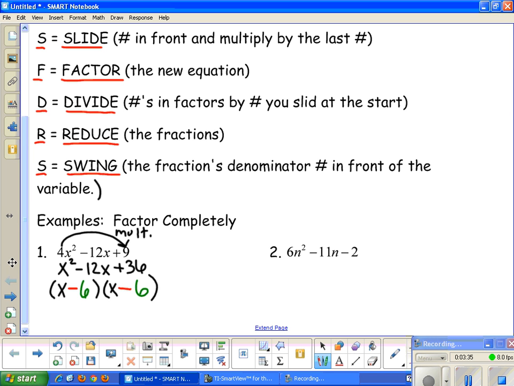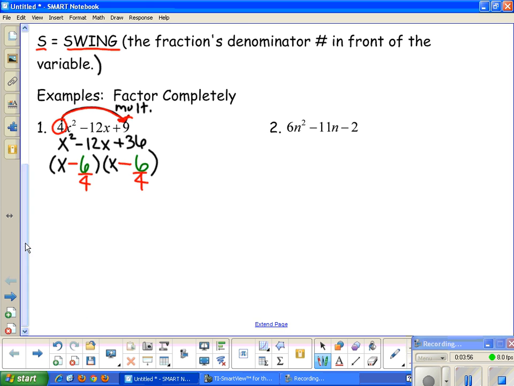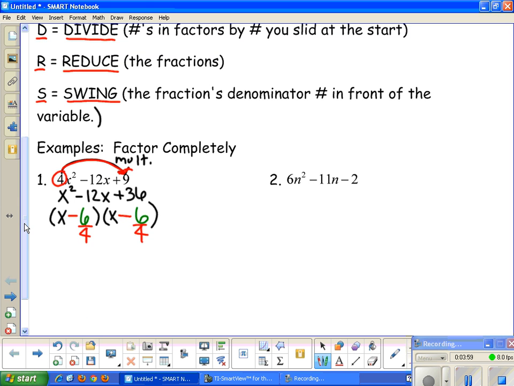D stands for divide. So that number that we originally had in the beginning that we multiplied by this number right here, that means I'm going to take that number 4 and divide it by both of the numbers that are in my two sets of binomials. Now that I have this, R stands for reduce. So I want to reduce these fractions by simplifying them. So this would become x minus 6 divided by 4 reduces into 3 over 2. And this would be, again, x minus 3 over 2.